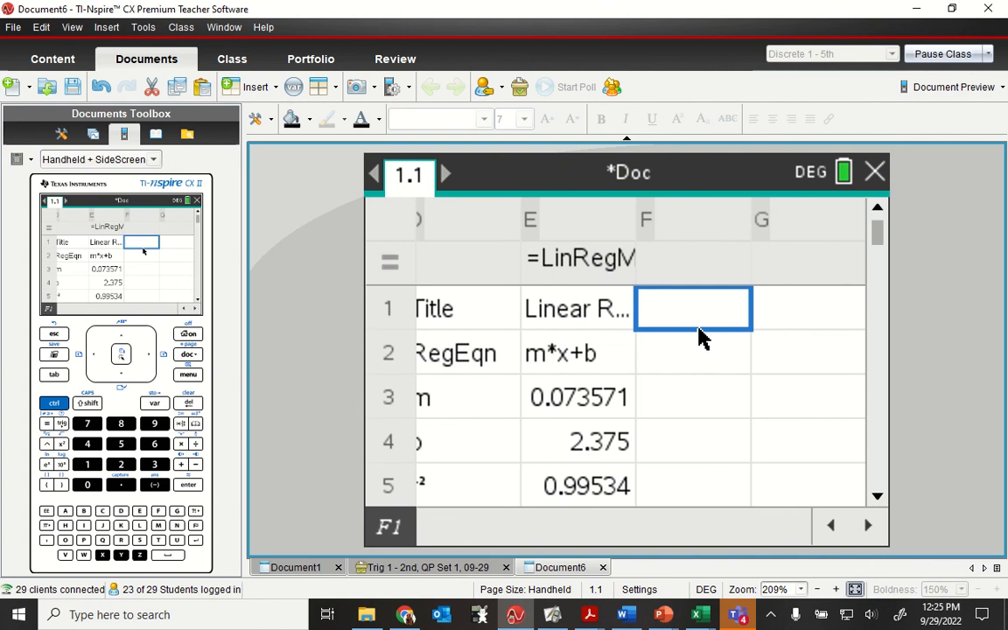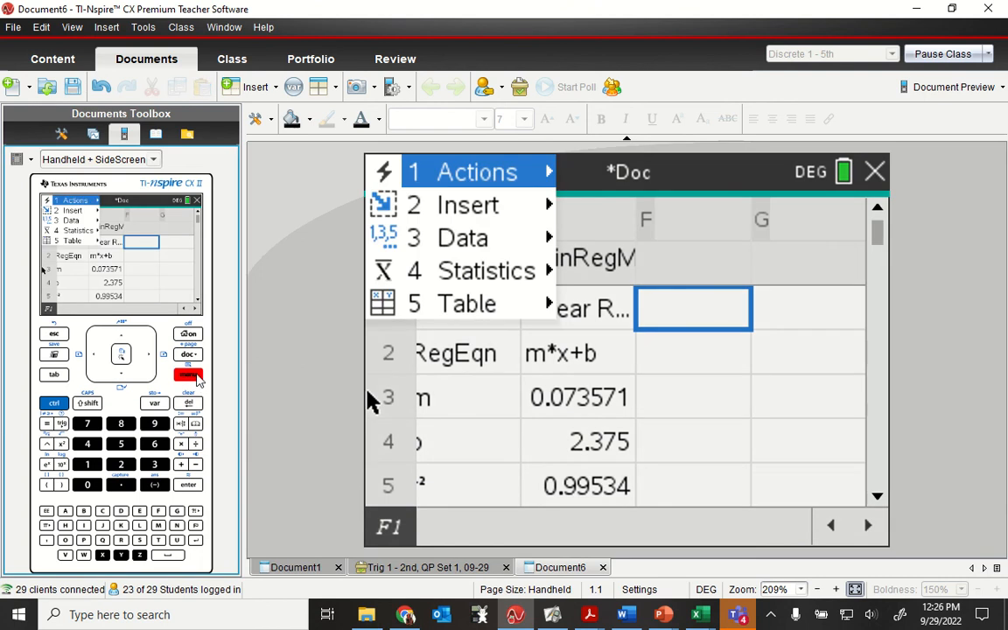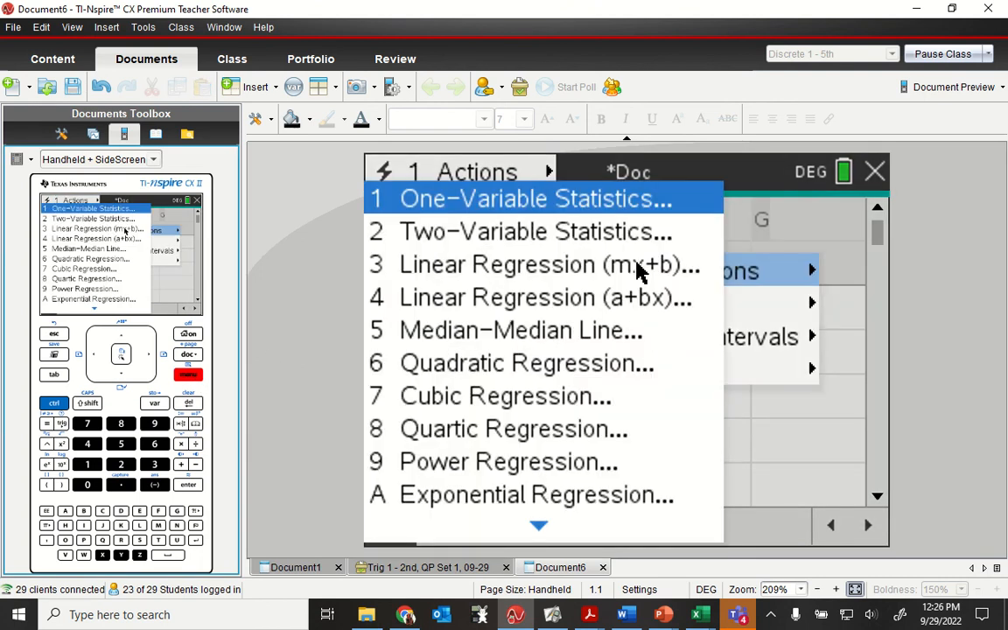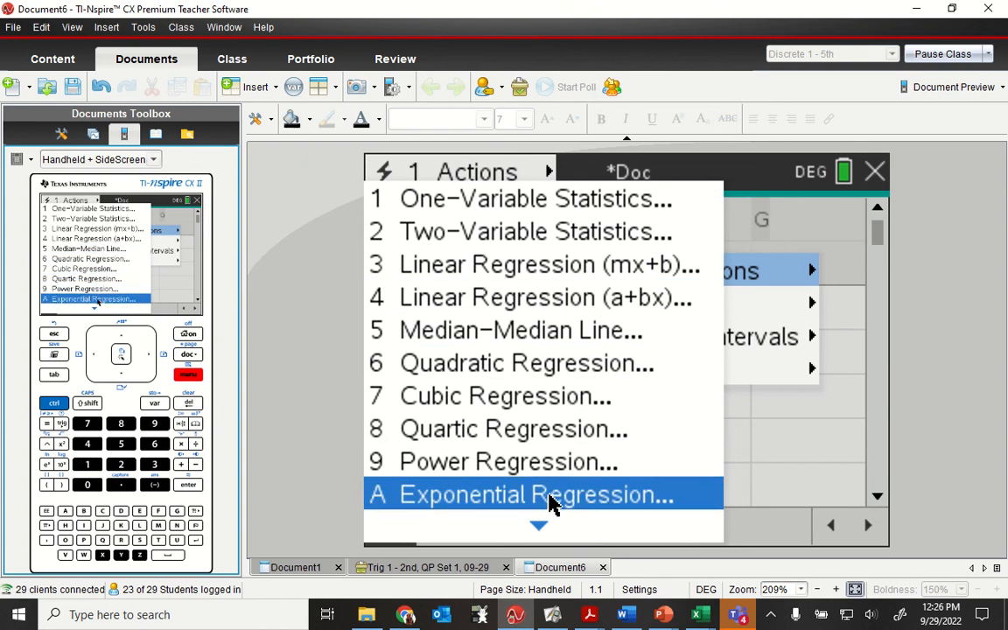So when we started with the notes, it said that we're going to do a linear and we're going to do an exponential. So when you click that box right there, we're going to go through the same steps again, but this time we're doing exponential. So let's do that. You clicked on the box. Same steps. Menu, Statistics, Stat calculation. And now this one, it's going to be exponential.